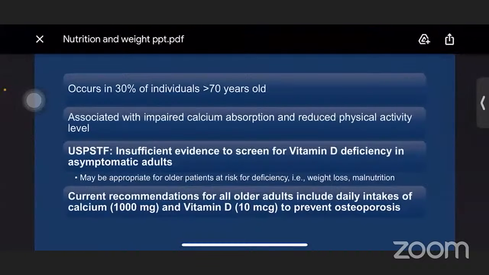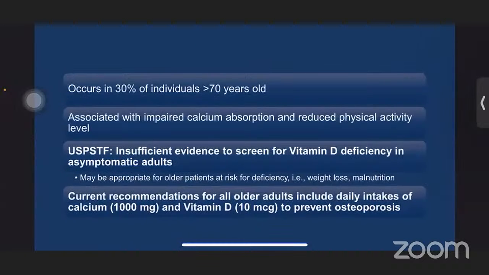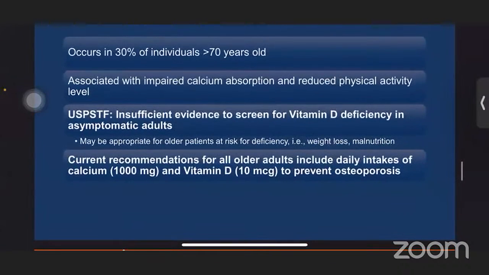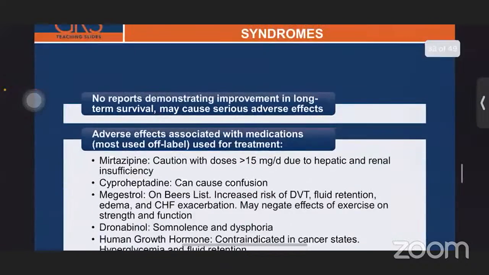And one of the most common vitamin deficiencies would be vitamin D deficiency, which occurs in 30% of individuals who are more than 70 years old, and is associated with impaired calcium absorption and reduced physical activity level, leading to osteoporosis. Current recommendations for all older adults include daily intake of calcium, which is 1000 mg, and vitamin D of 10 micrograms to prevent osteoporosis.